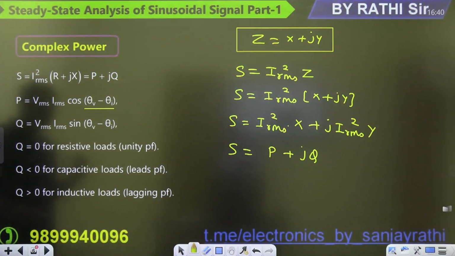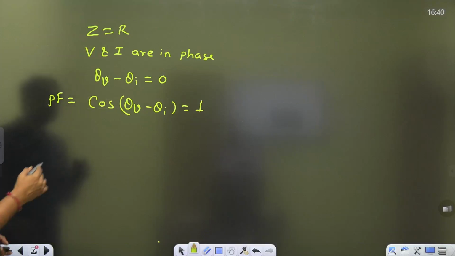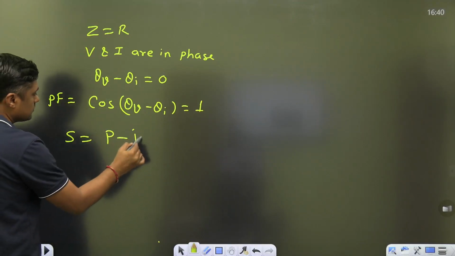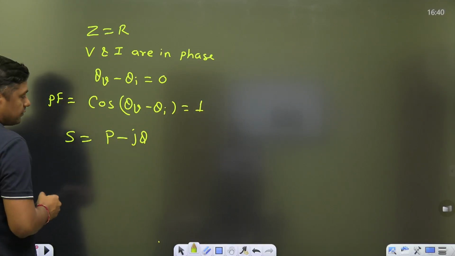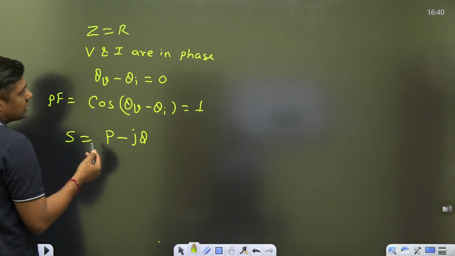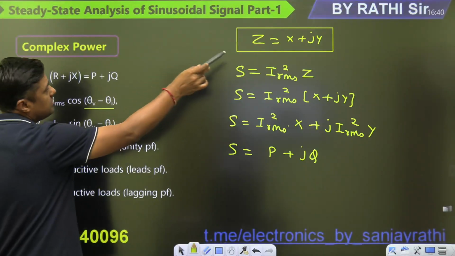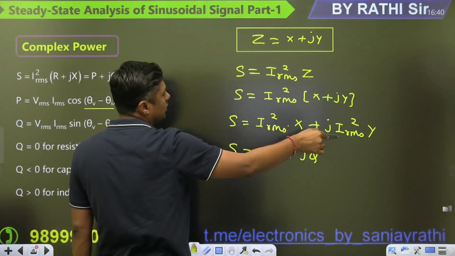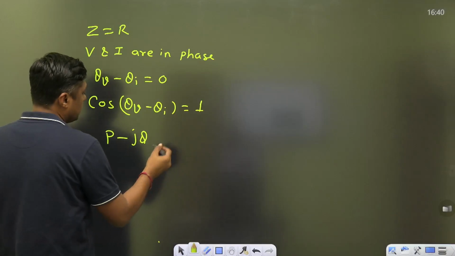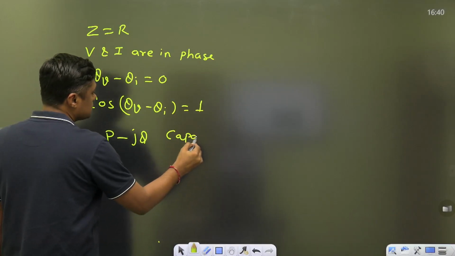If Q is less than 0, so Q is negative. Already I have given that if this term of Z is negative, then Q will become negative. If this term is negative, it means the load is capacitive.